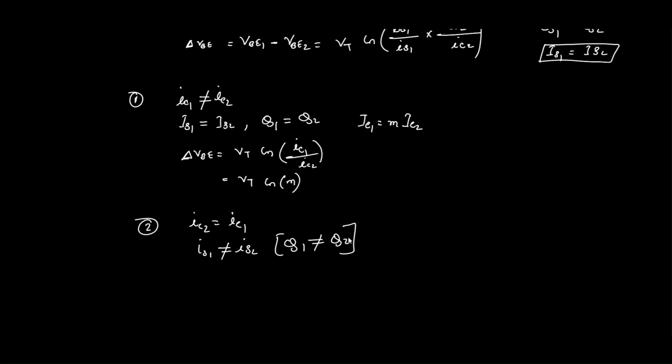That means the sizes are different. And for this case, you can also say that if the IC2 are the same, so we can say that Q2 equals M into Q1. That means the IS2 equals M into IS1.